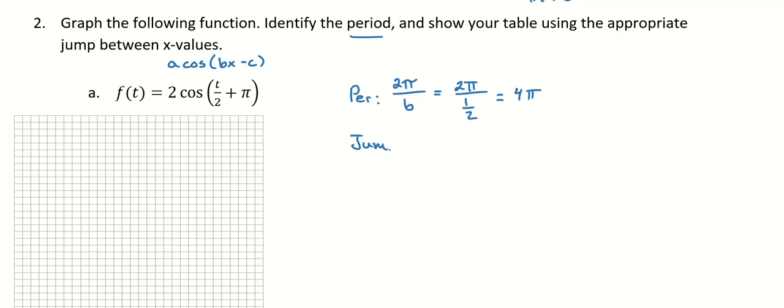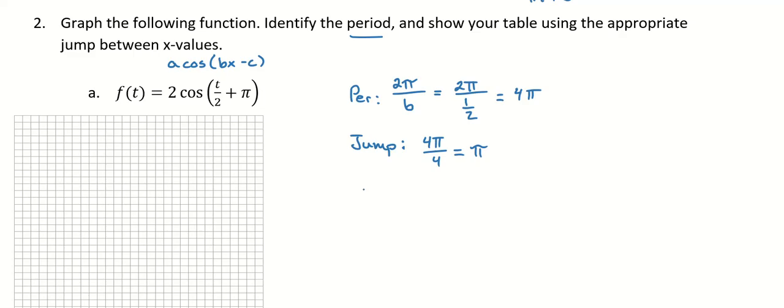Now, I always use the jump next, and for this particular function, and any function for that matter, we take whatever our period we found is, and we multiply it by 1/4. Or, if you'd rather, we can just think about it as dividing by 4. Whichever way we take, we get that the jump on our table winds up being pi. So, super easy to do that.